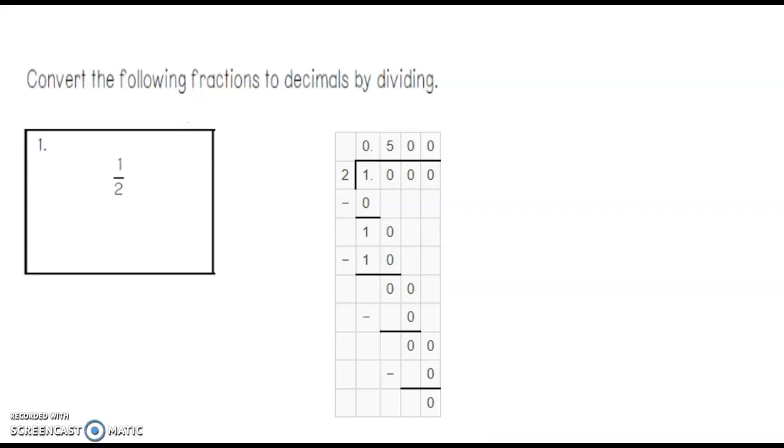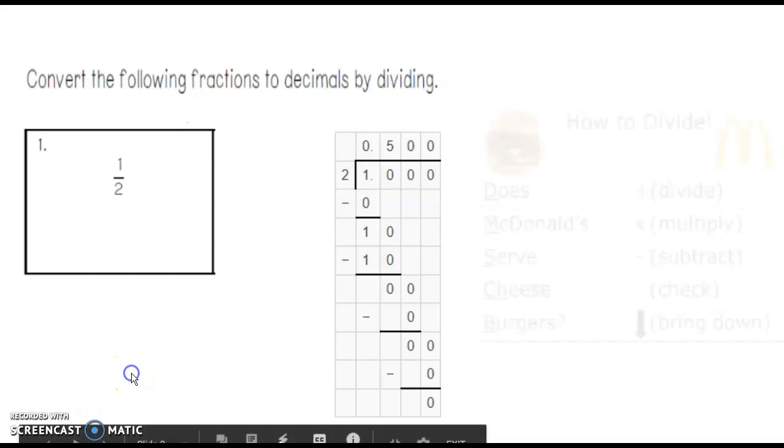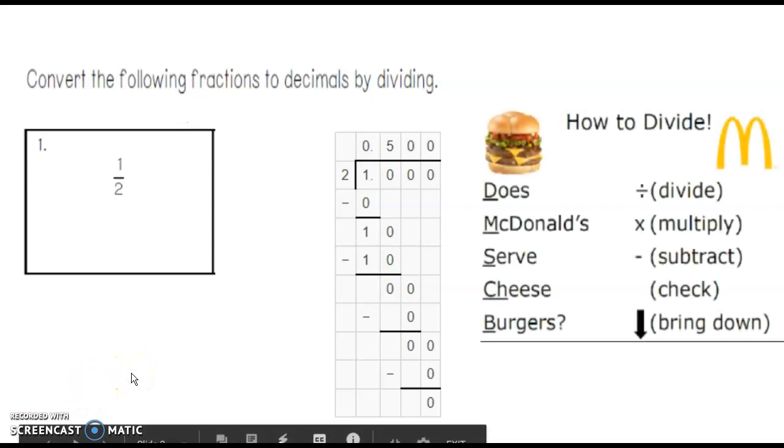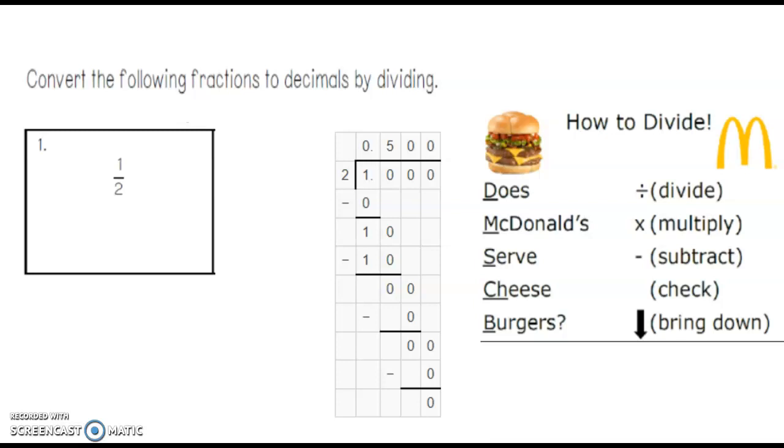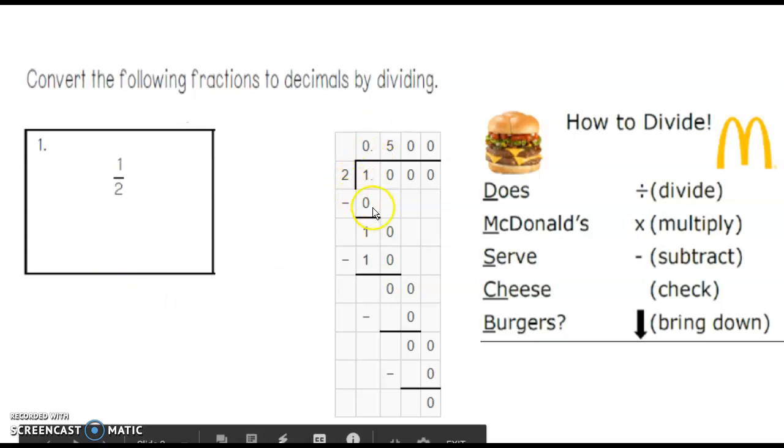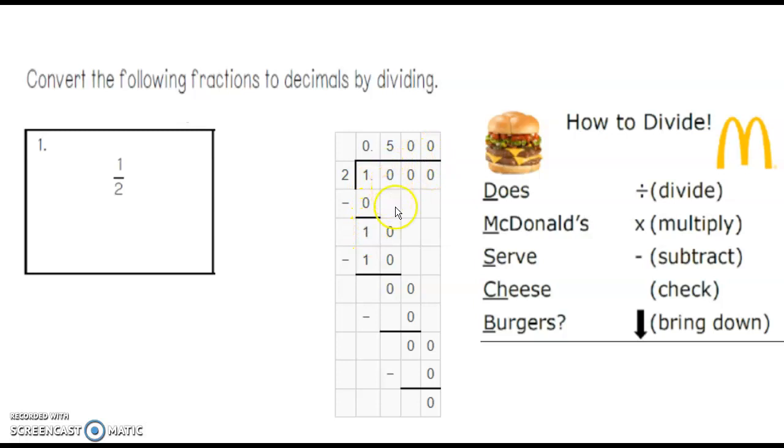Correct steps would be understanding how division works. You may have used something similar to this in elementary school. I usually remember: does McDonald's serve cheeseburgers? So the D stands for divide, the M stands for multiplication, S for subtraction, C for check, and B for bring down. So again, we want to see that 2 goes into 1 0 times. 0 times 2 is 0. 1 minus 0 is 1. And now we're going to bring down another 0.